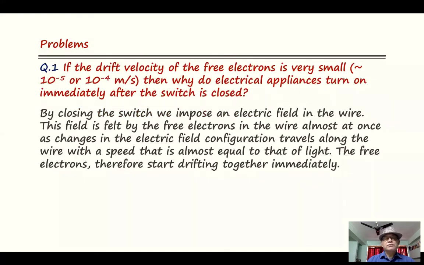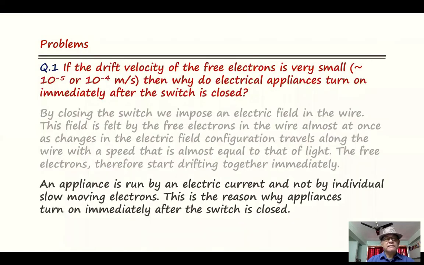By closing the switch, we impose an electric field in the wire. This field is felt by the free electrons in the wire almost at once, as changes in the electric field configuration travel along the wire with a speed that is almost equal to that of light. The free electrons therefore start drifting together immediately. An appliance is run by an electric current and not by individual slow-moving electrons.